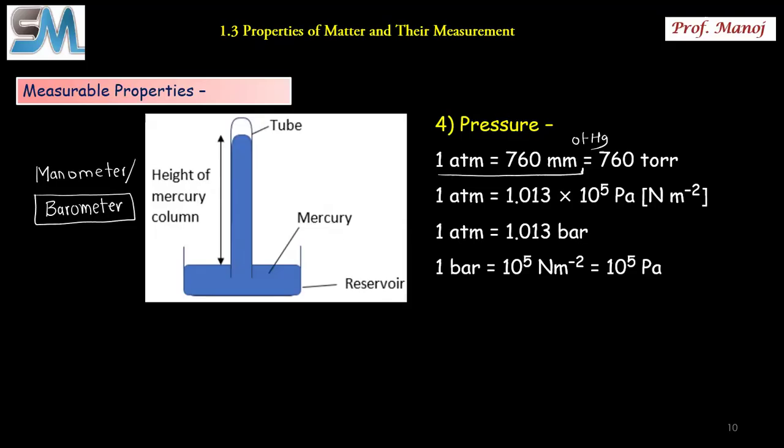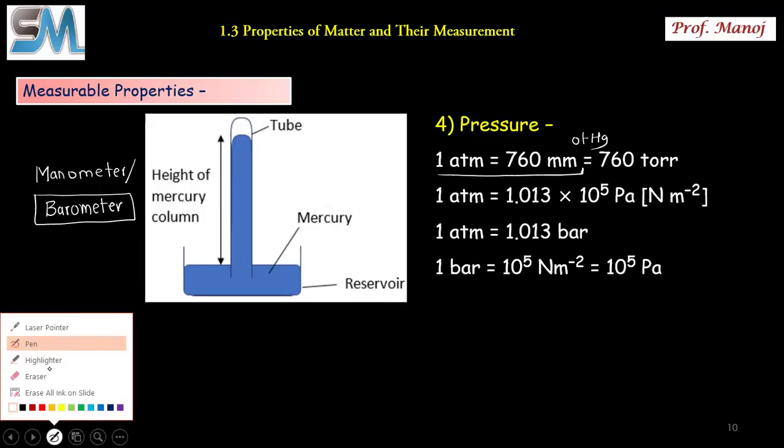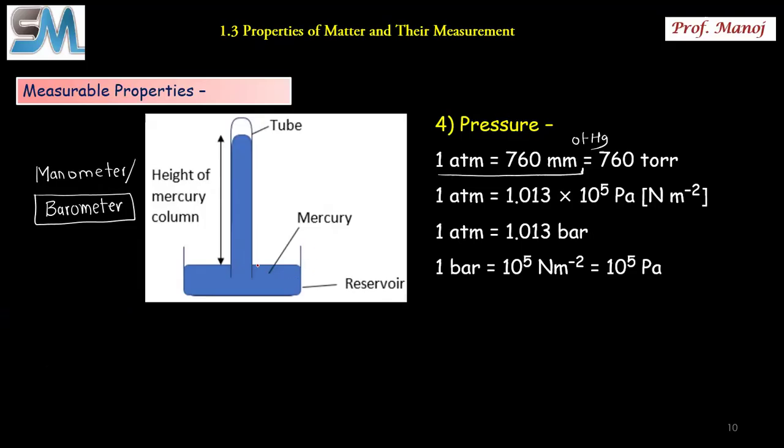Barometer contains mercury in the reservoir and in this tube. What they do is they measure the height of mercury over here. When this is placed at sea level, the height of this mercury comes out to be 760 millimeter. This pressure at sea level is considered as 1 atmosphere.